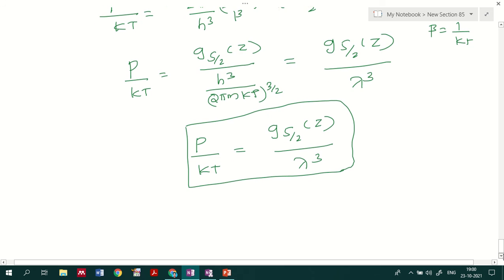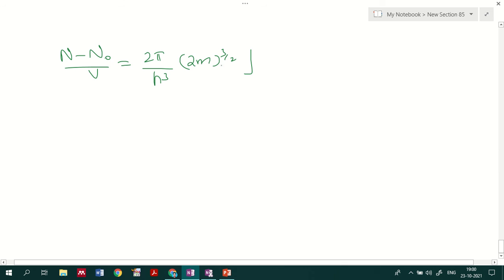Okay, now we need to address the same scenario for n minus n0 by v. Okay, so here we'll consider n minus n0 by v, which is equal to 2 pi by h cube 2m raised to 3 by 2, okay, integral 0 to infinity epsilon raised to 1 by 2 d epsilon divided by z raised to minus 1 e raised to beta epsilon minus 1.